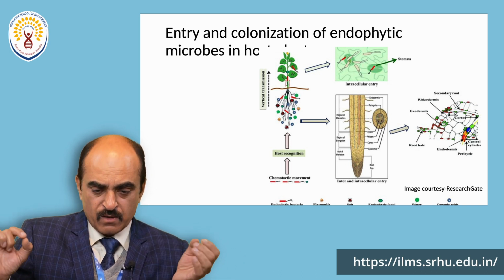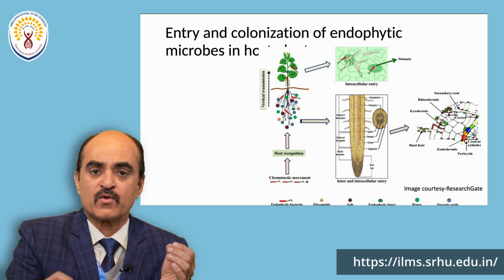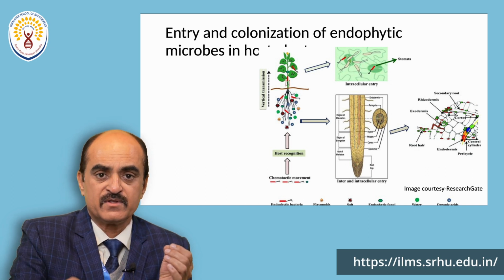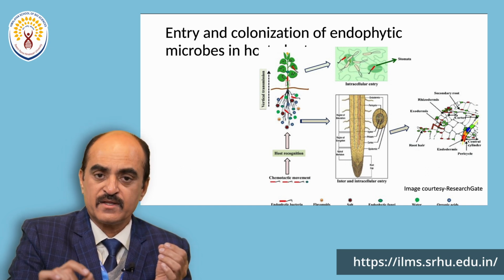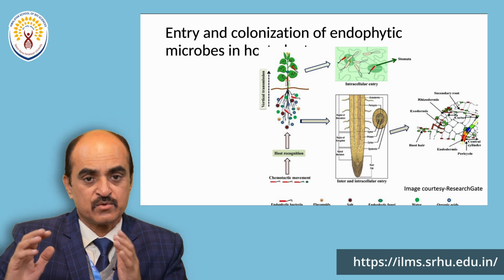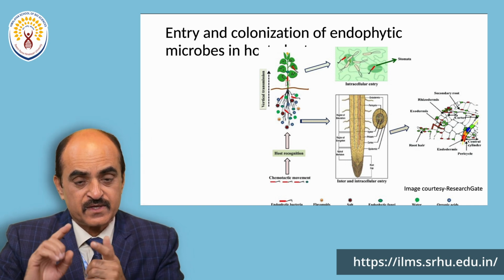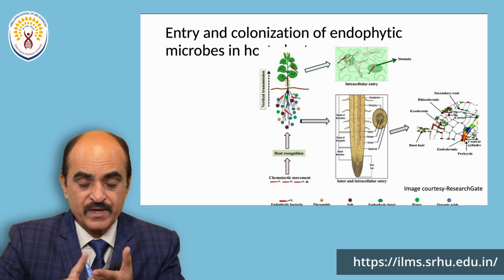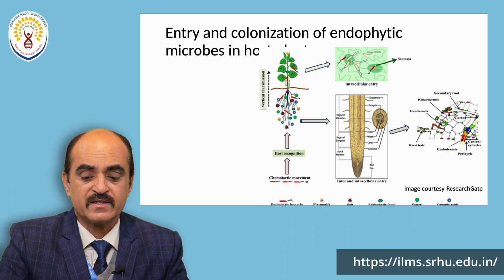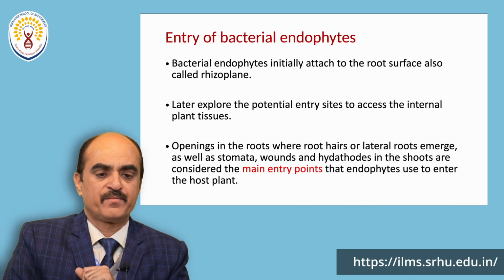So, the rhizospheric microflora, when they come in contact with the root exudate, they move to the root exudate, and then through this attraction by the root exudate, if there is a wound or some opening, through this opening they make their entry inside the host plant.